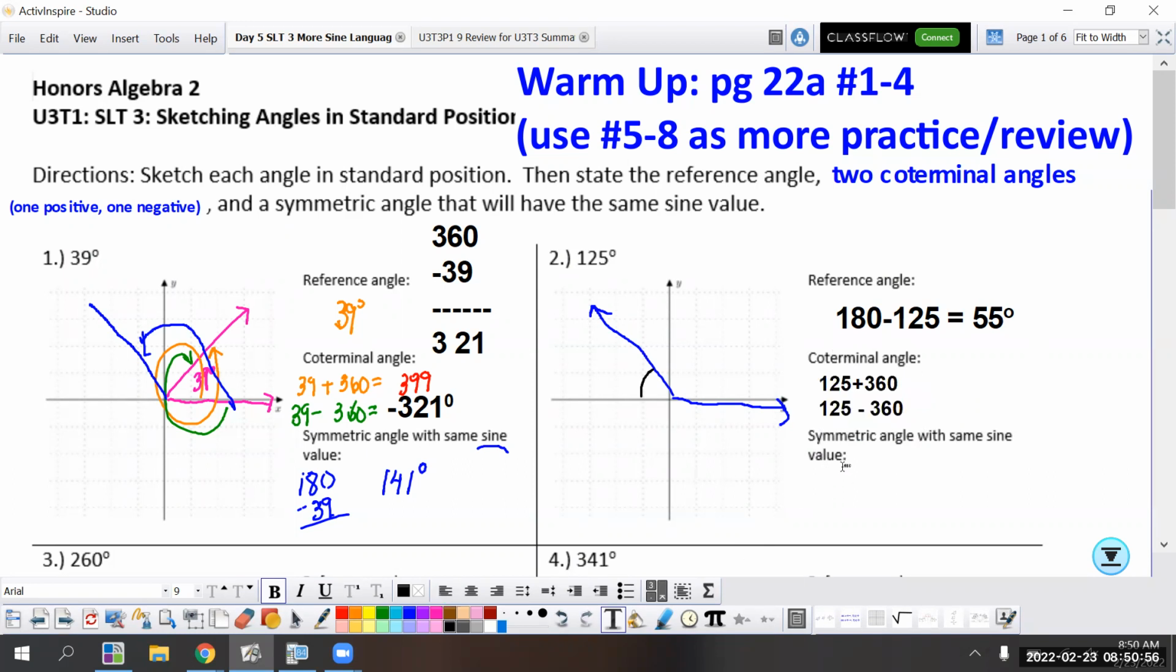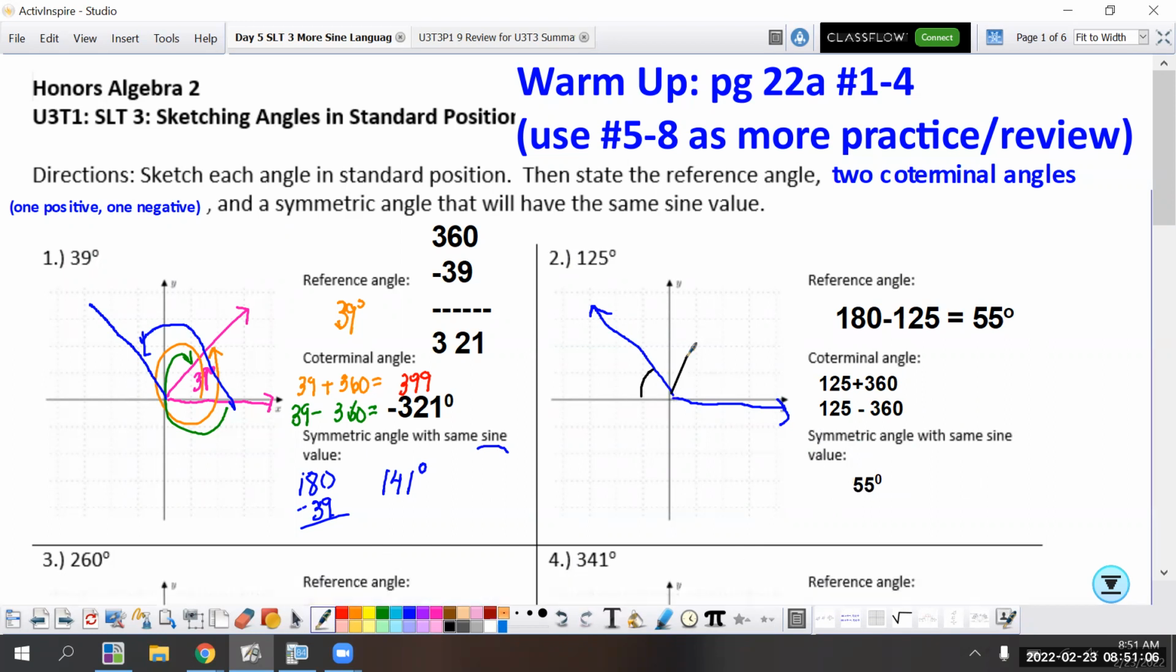Symmetric, that would be the angle in quadrant 1, which is 55 degrees. The ray here with the same y value because of sine.